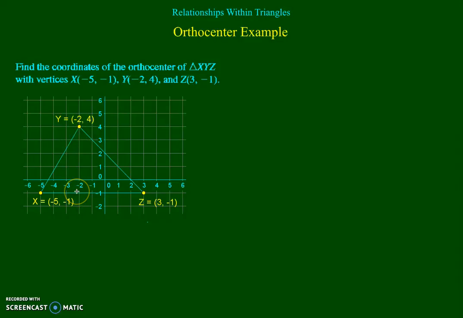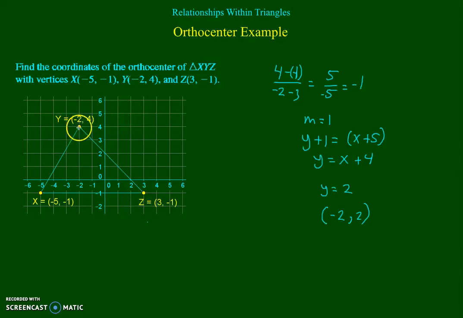So to cut time, I've gone ahead and done the work, so let's go ahead and work through this. So we first want the slope of YZ. So it's 4 minus a negative 1, that's the difference of the y's, over negative 2 minus 3, the difference of the x's, which is 5 over negative 5, which is negative 1. So the slope is negative 1. So the slope of a line perpendicular to this, which the altitude from this point to this line has to be, is going to be 1.